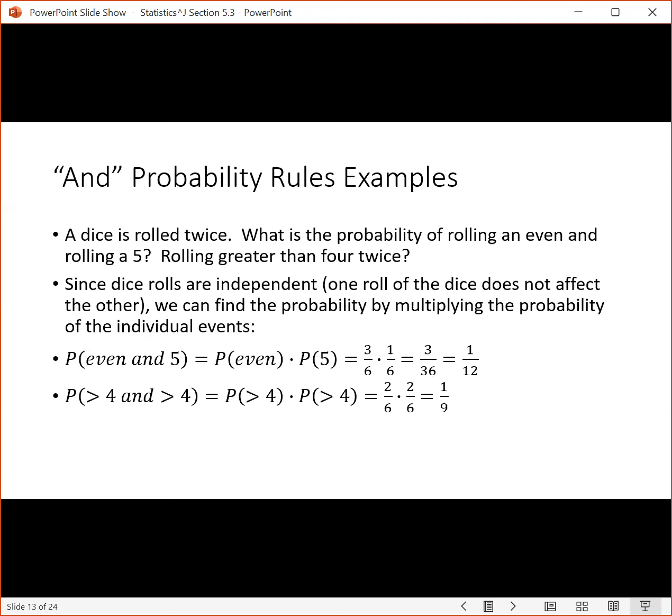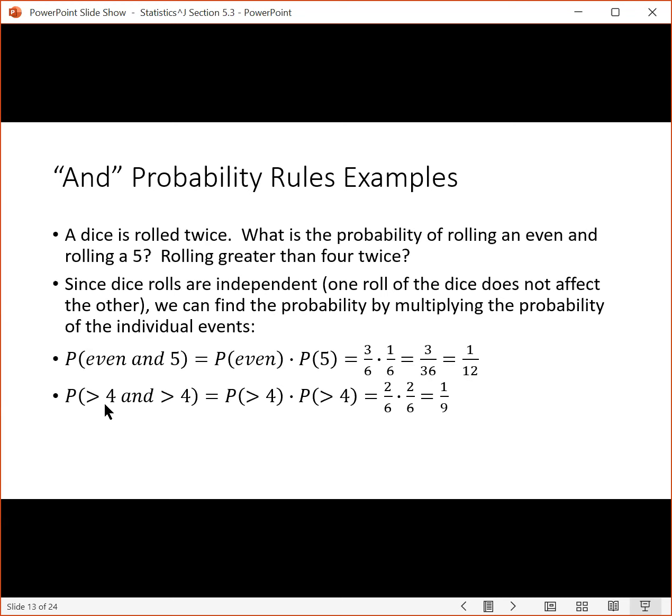So we could find the probability by using the second rule, right? By multiplying the probability of the individual events. So the probability of getting an even and a 5 on 2 dice rolls is the probability of getting an even times the probability of getting a 5, right? So even is 3 out of 6, 5 is 1 out of 6. We get 3 out of 36 or 1 out of 12.